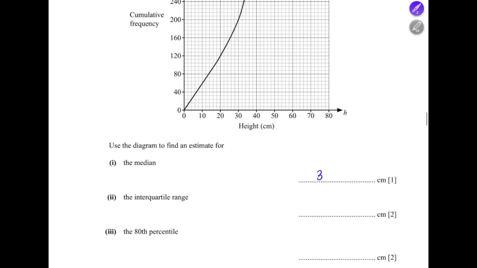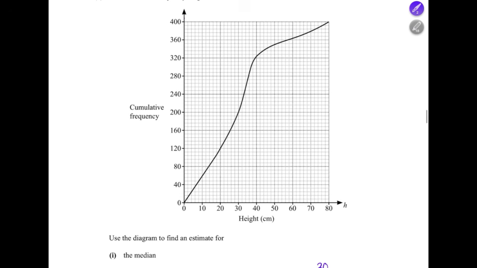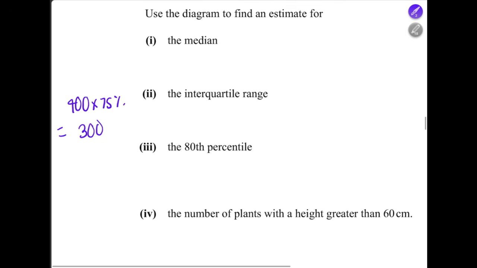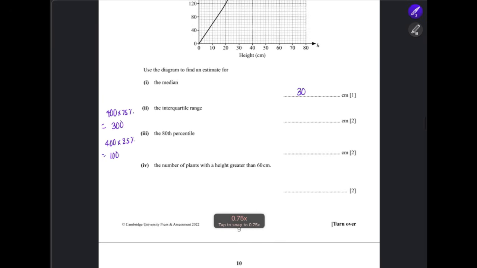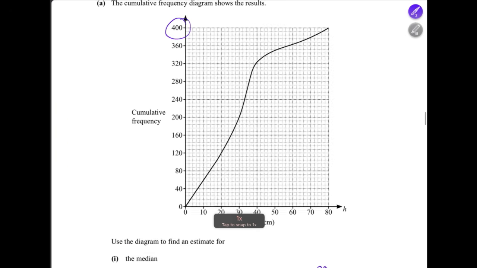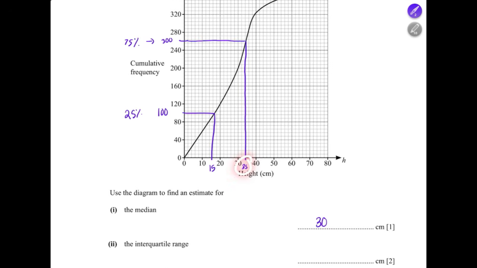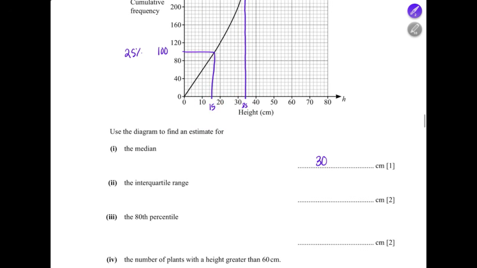And then to find the interquartile range, you have to first multiply 400 by 75%, which is 300, and then 400 times 25%, that is going to be 100. So you need to find the corresponding heights when the cumulative frequency is 300 and 100, and the corresponding numbers are 35 and 15. So you can subtract them. 35 minus 15 equals 20. So 20 is your interquartile range.